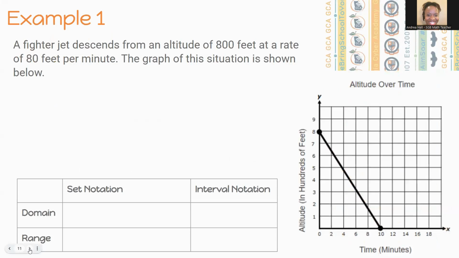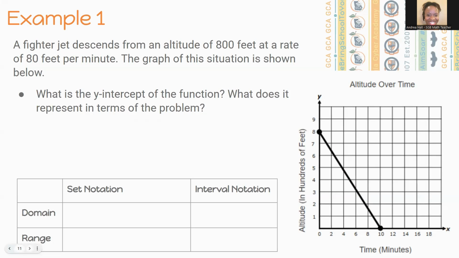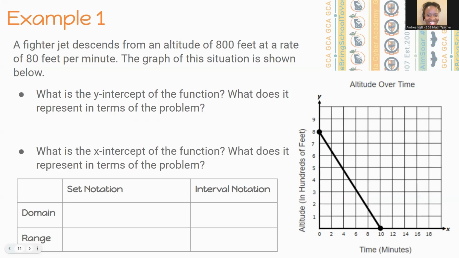So a fighter jet descends from an altitude of 800 feet at a rate of 80 feet per minute. The graph of this situation is shown below. What is the y-intercept of the function? What does it represent in terms of the problem? What is the x-intercept of the function? What does it represent in terms of the problem? So let's go ahead and take a look at this.